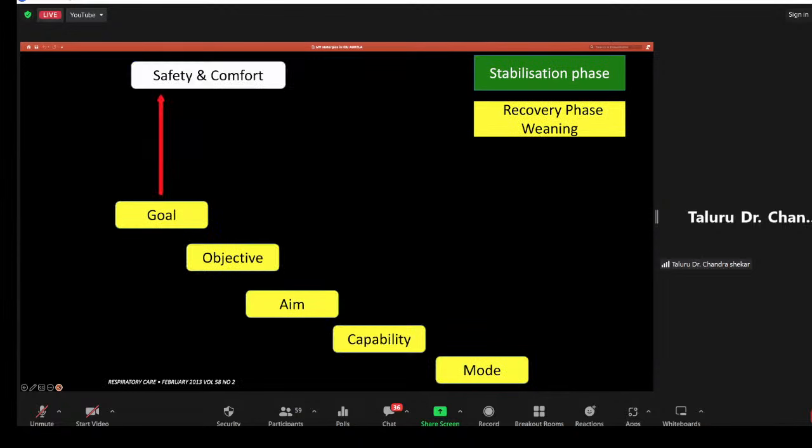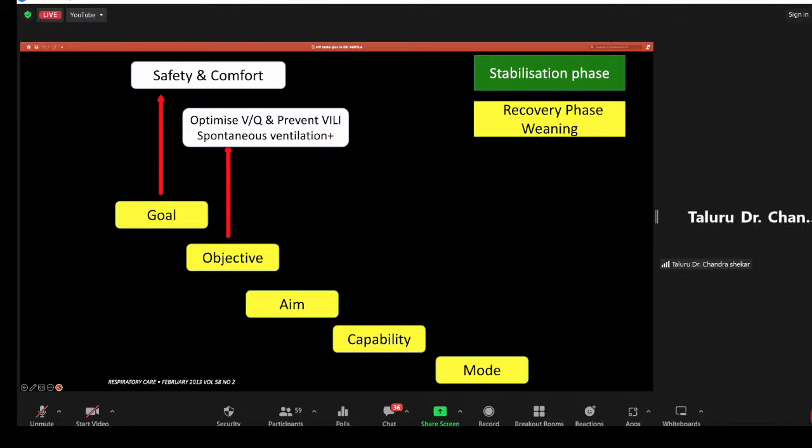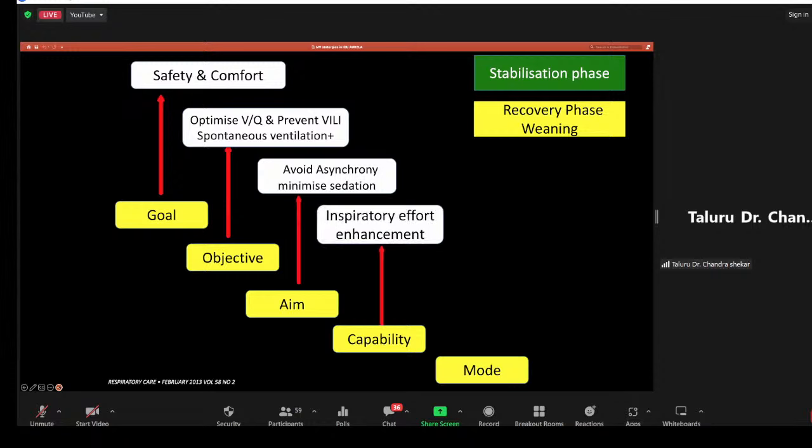So what is the goal here? It is safety and comfort. Safety has to be there, but mostly we try to put them on spontaneous ventilation, avoid asynchrony, minimize the sedation, and enhance inspiratory effort. Most of the modes used here are pressure support, NAVA, volume support, adaptive support ventilation, or proportional assist ventilation.